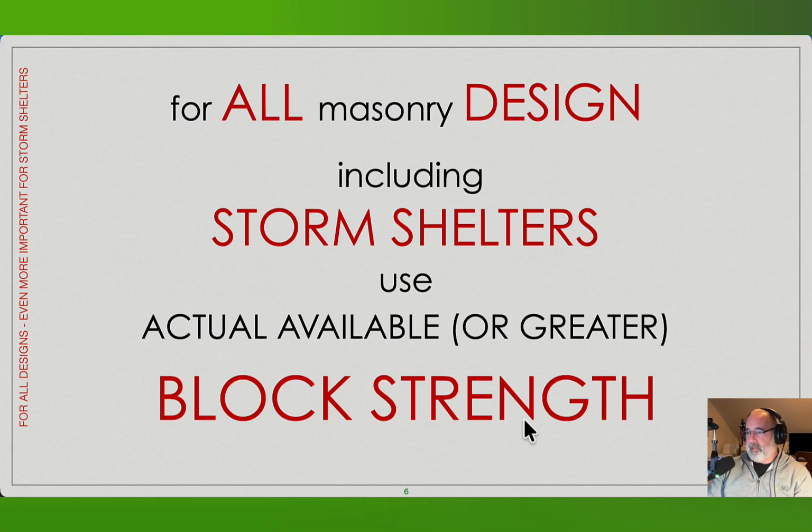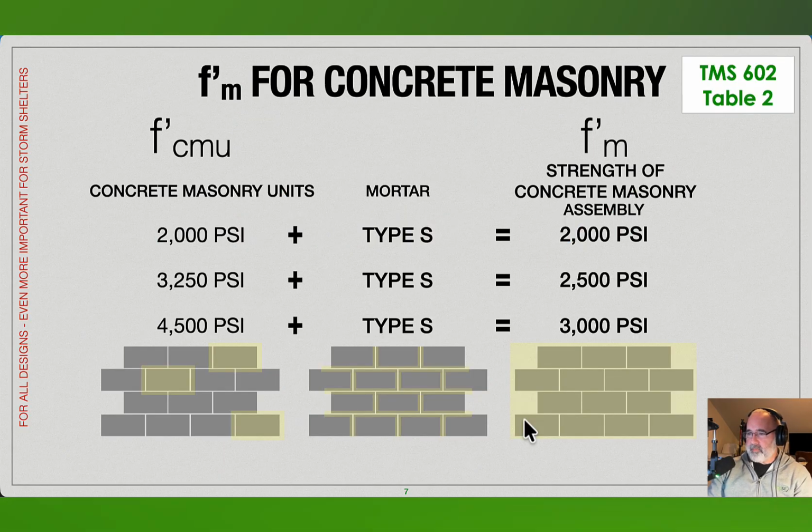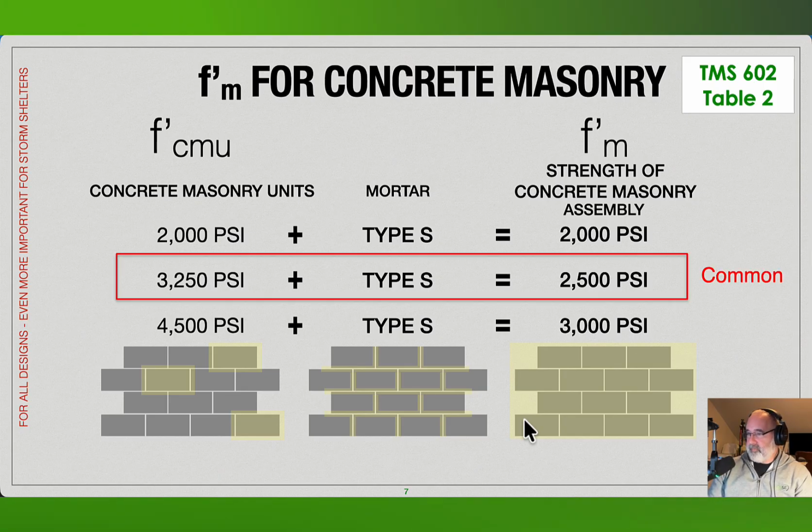Just a really quick review within the code, within the Masonry Society Code 602, Table 2 really does cover the different values for block strengths that are needed, and when we use type S mortar, what the overall strength of the masonry assembly would be. Just a quick note that it is common to have an f'm of 2500, but again, with the shelter design, we maybe even go beyond that and go to a little bit higher strengths. Could be 3000, could even be 4000 psi.